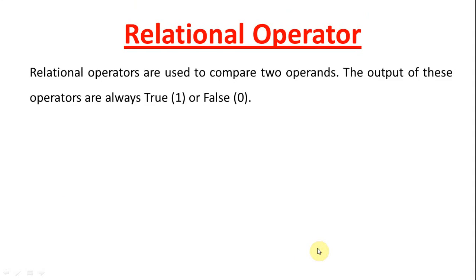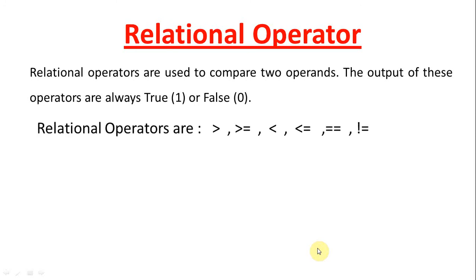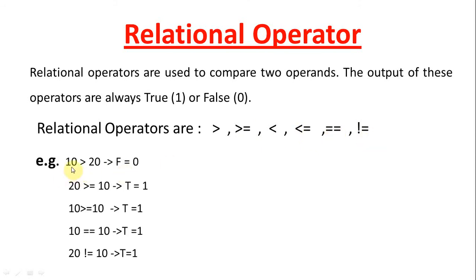Now we come to relational operators. Relational operators are used to compare two operands. The output of these operators is always 1 or 0. 1 means true, 0 means false. Relational operators are greater than or equal to, less than or equal to, double equal to, not equal to, etc. For example, if I compare 10 greater than 20, of course it is going to give me the result 0. 0 means false. Similarly, 20 greater than or equal to 10 is a true condition, so we are going to get the value 1. This means true. Similarly, 10 greater than or equal to 10 is also true because 10 is equal to 10. So we are going to get 1, which is true.